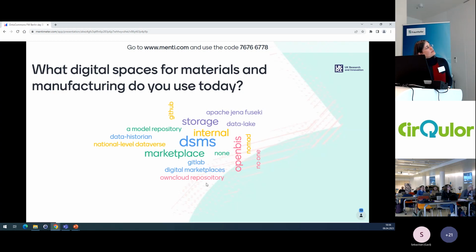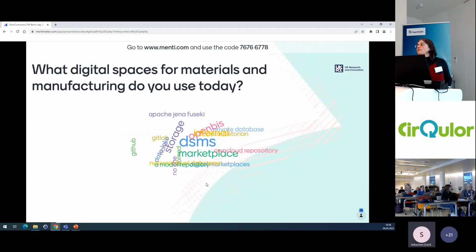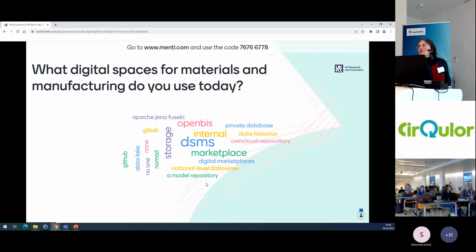a digital space for materials, but maybe we should discuss what the definition of digital space is. I don't know, OpenBIS. If anybody wants to comment on what this is. It's an ELN. Okay, electronic lab notes. So it's more a tool than a data space, right? I think we need to clarify the data spaces. So we should see that.